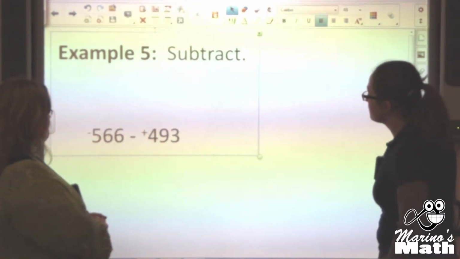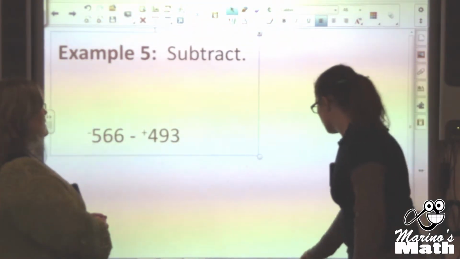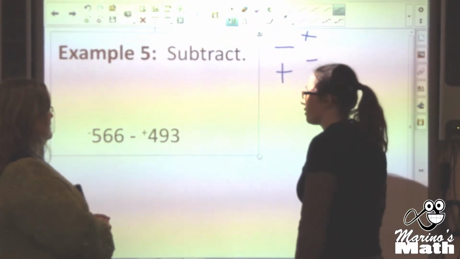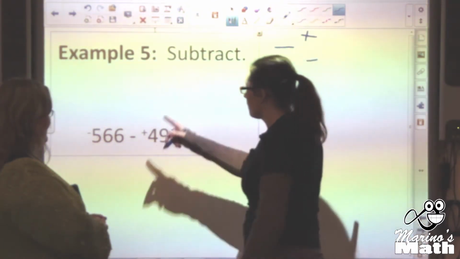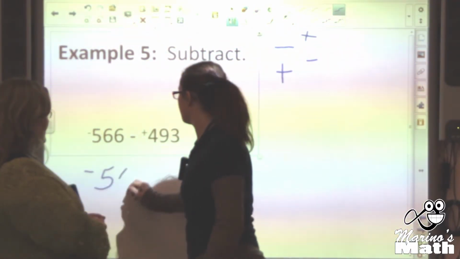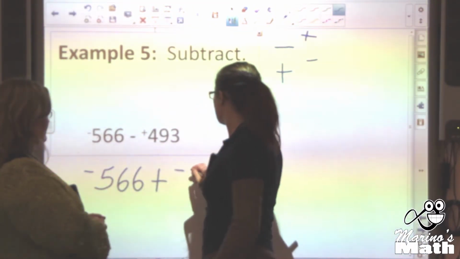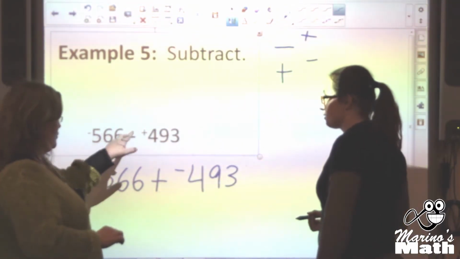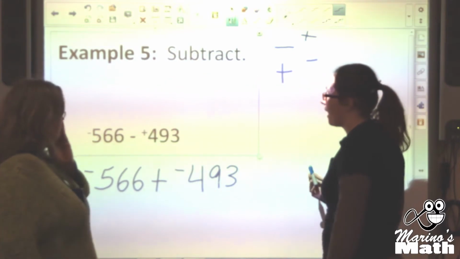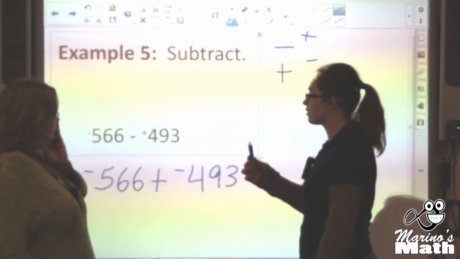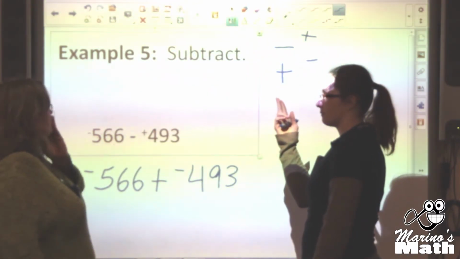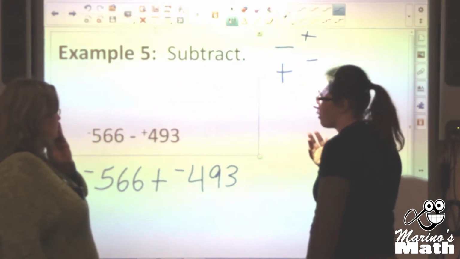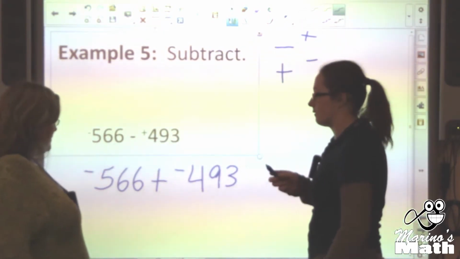Well, let's look at an example here. We're saying that subtracting a positive and adding a negative are exactly the same thing. So I'm going to rewrite this statement as 566 plus negative 493, which looks way easier. You just switched those two. Well, I changed my subtraction to addition and I changed my sign. Or we used the opposite. That was a big word that we talked about. Yeah, that does make better sense to say it that way.